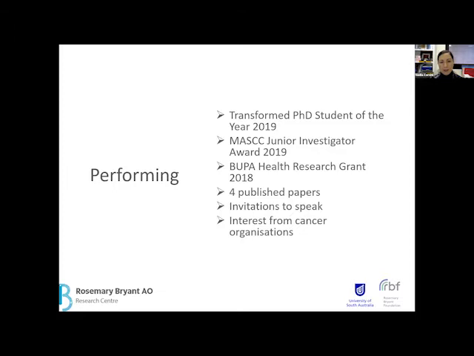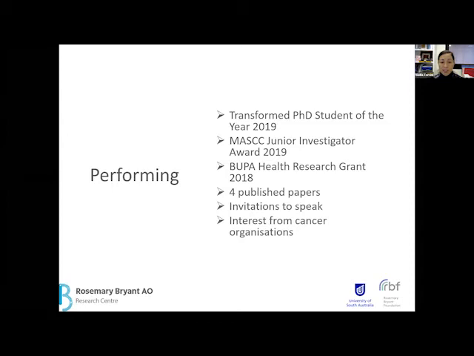by external awards. Including Imogen being recognised as PhD student of the year in 2019. So that was across the entire university. An Australian award with the Bupa Health Research Grant and an international award through MASC. We were able to publish successfully in high quality journals, and received invitations to speak.